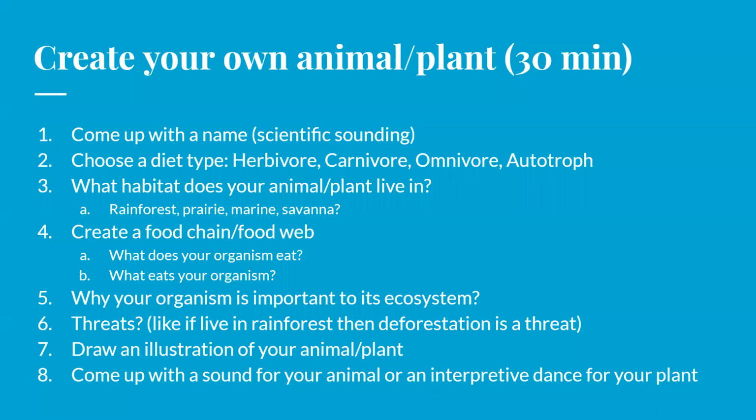You can choose any habitat you would like. And then finally, you'll create a food chain or a food web. If you remember what a food chain or food web is, it was in one of the short videos. Essentially, a food chain is linear, it's just a straight line. This eats that, which eats that, which eats that, right?